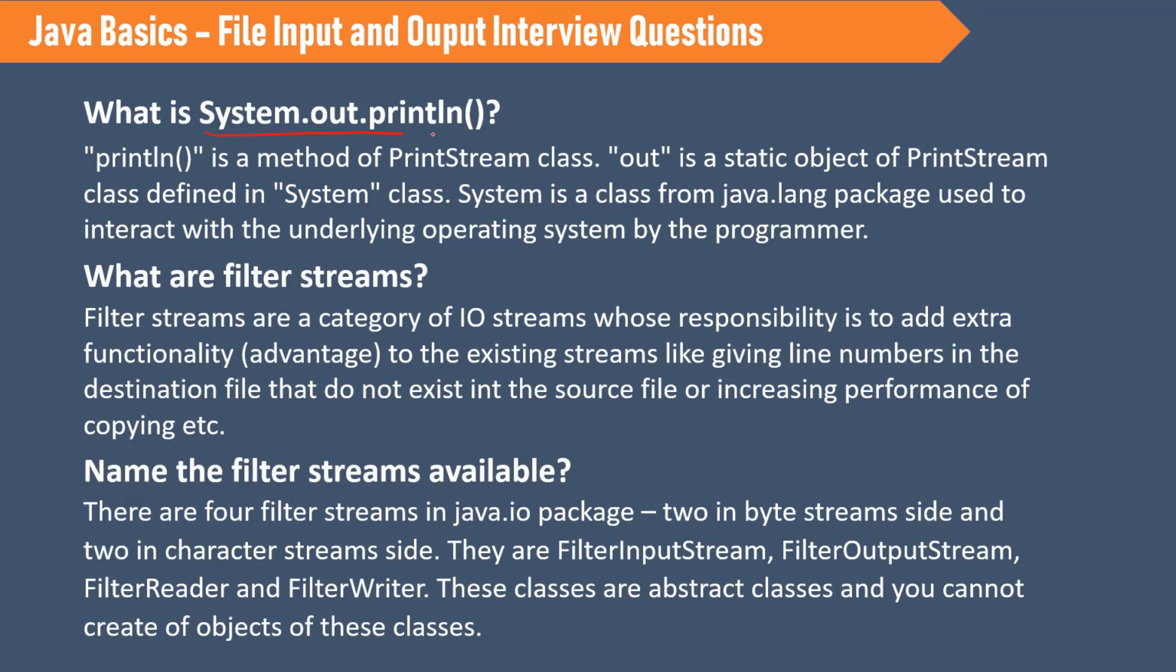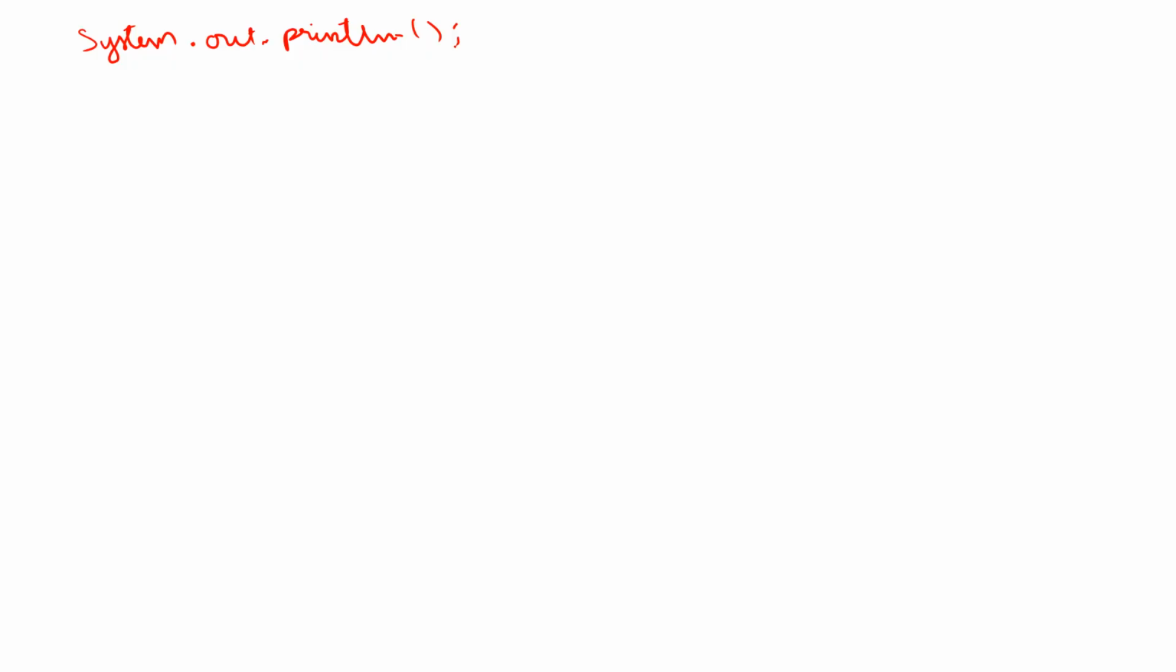So what is System.out.println? This is a very important interview question. When you go for a Selenium interview, generally people ask this question. We have a class called PrintStream, which contains the method println to print data to the console. So we use the println method to print data to the console, and this method is defined in the class PrintStream.